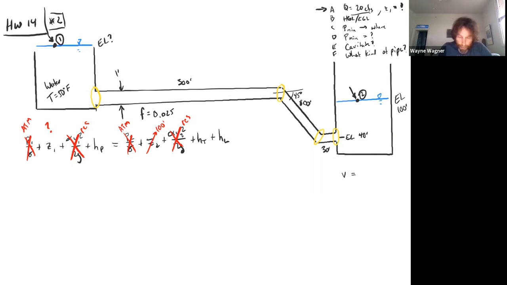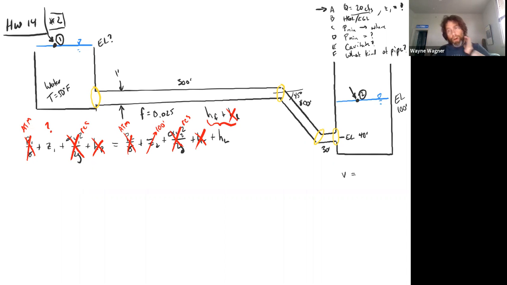We don't have a pump between number 1 and number 2, so this goes away. We don't have a turbine between 1 and 2, so that goes away. And we've just got this head loss. This head loss gets split out into the head loss due to friction and the head loss due to minor losses. In this case, we don't know how to deal with the minor losses, the ones in yellow, so we're just going to get rid of those as well.